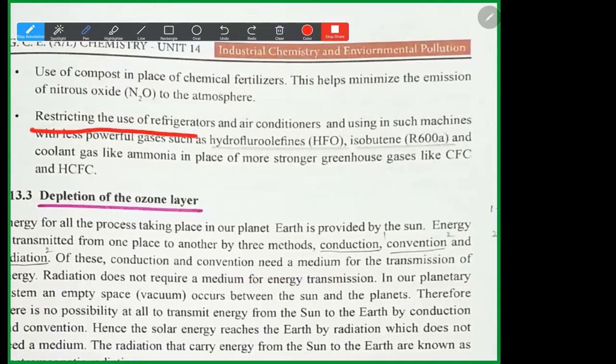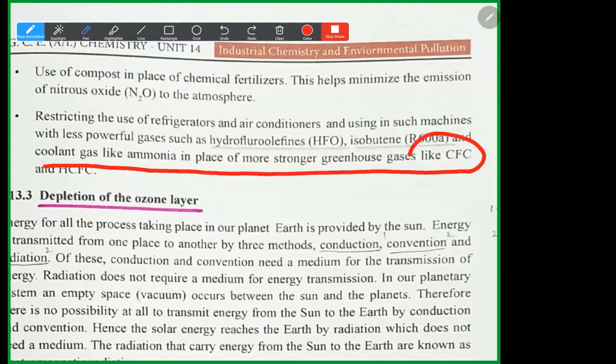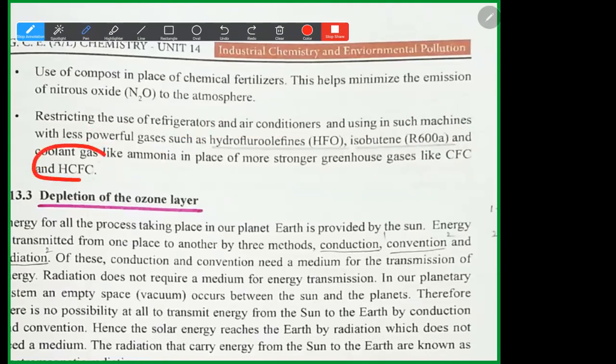Restricting the use of refrigerators and air conditioners, or using machines with less powerful gases such as hydrofluoroolefins, which we're going to talk about later, isobutane like R600, there is this commercial on TV, and coolant gas like ammonia in place of stronger greenhouse gases like CFC and HCFC.